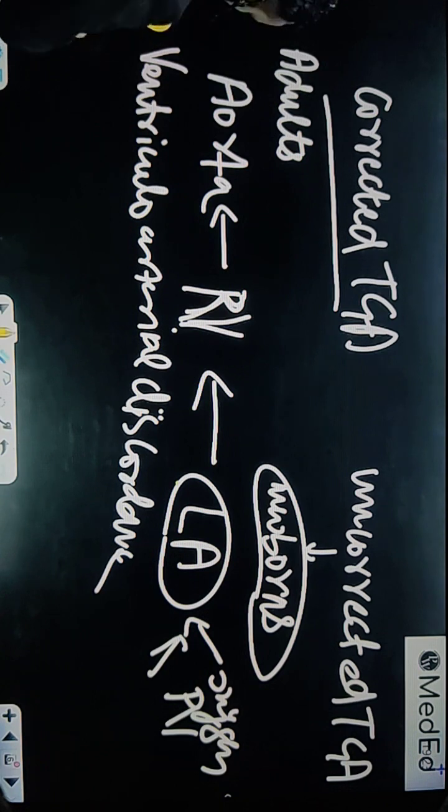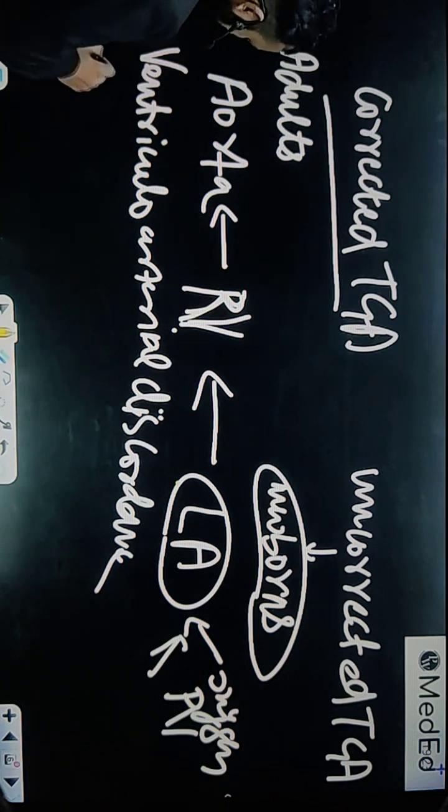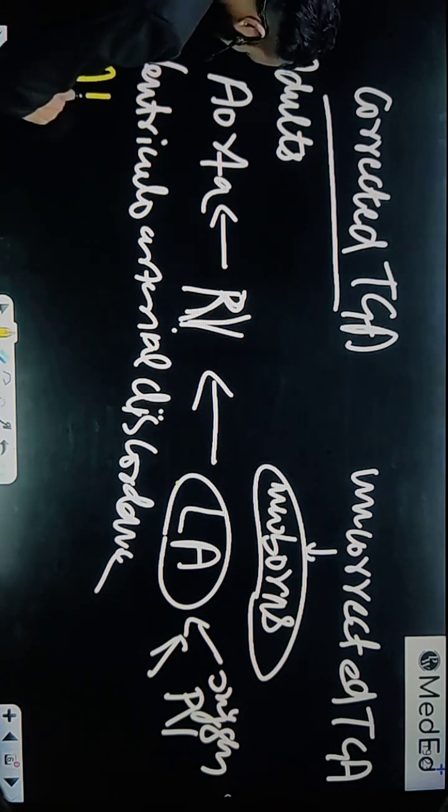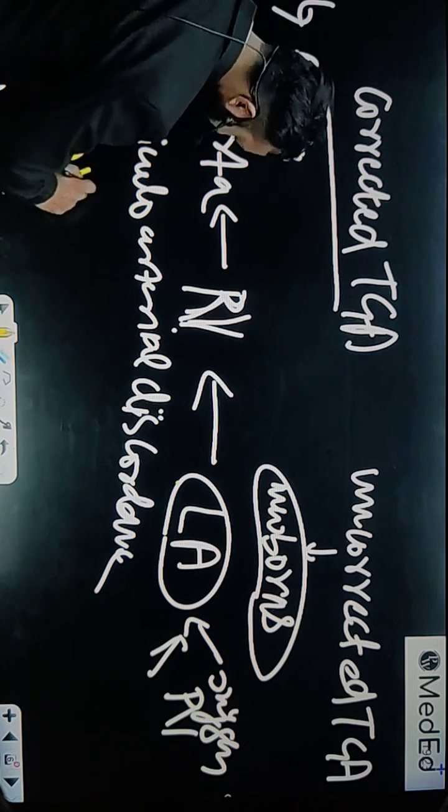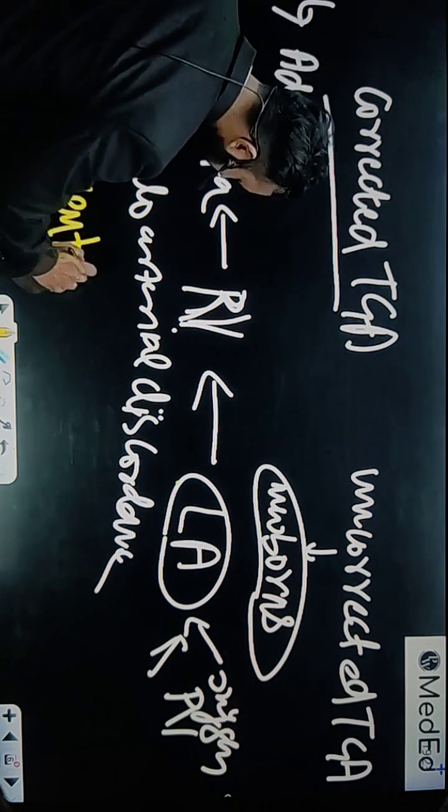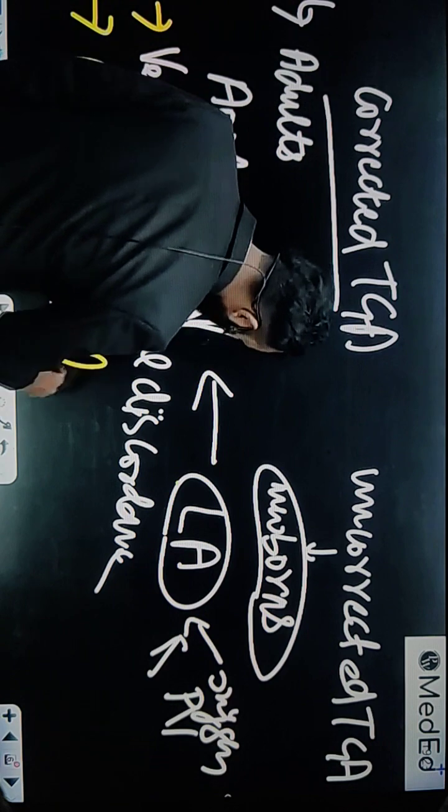So besides ventricular-arterial discordance, you will also see these patients also have atrioventricular discordance.